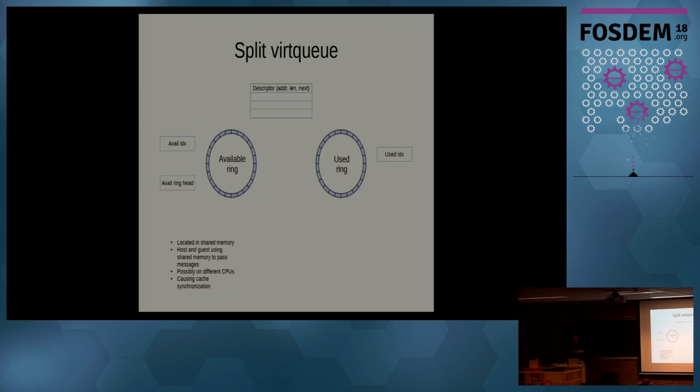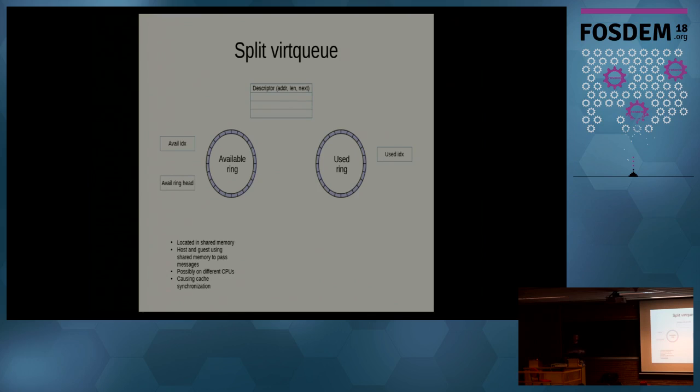Head indices are stored in the available ring. To signal to the device which indices are valid, the driver also maintains an available index in shared memory. After executing the request, the device will store the head index in the used ring, which is also in shared memory. It also stores the length of the used part of the buffer, and it then increments the used index value in the shared memory to signal to the driver that this descriptor has been used.